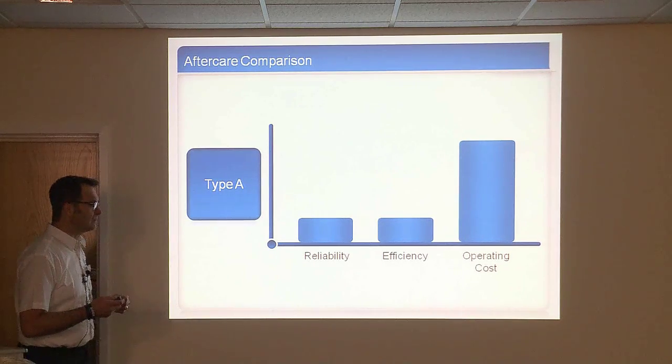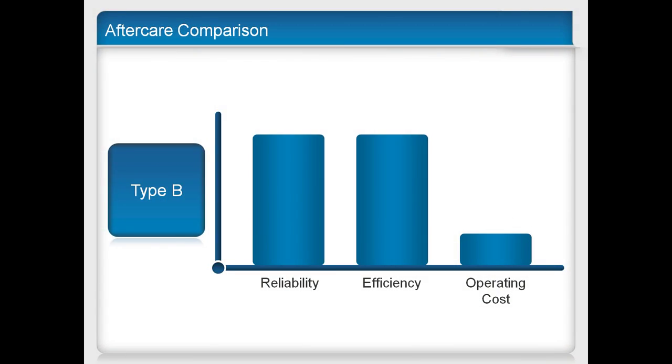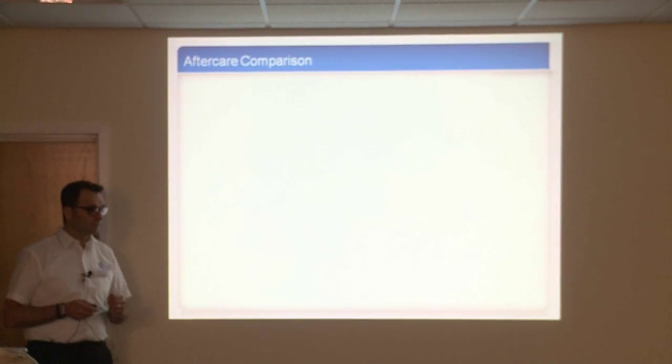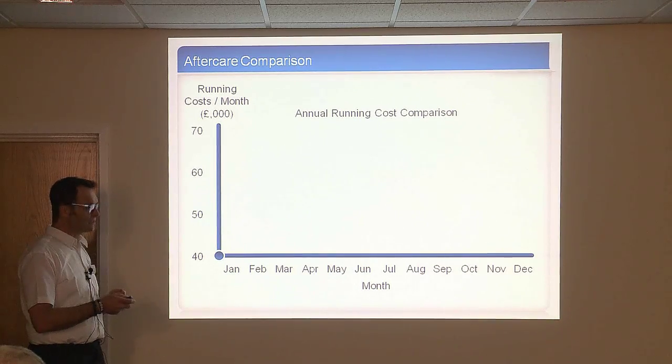So what do we look at that's slightly different? Well, we look at what we would call a type B aftercare system. And this is a condition-based maintenance system. And what we're doing here, by changing how we deliver aftercare to your refrigeration plants, is increasing the reliability, increasing the efficiency, and therefore reducing your operating costs and all the benefits that come with that. So that's the theory side. Let's see what we can do in practice.